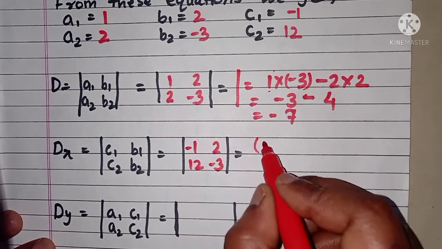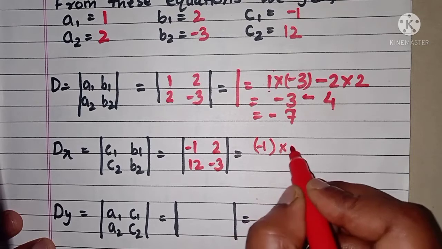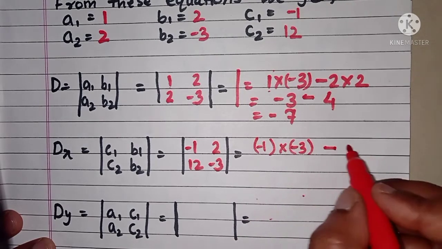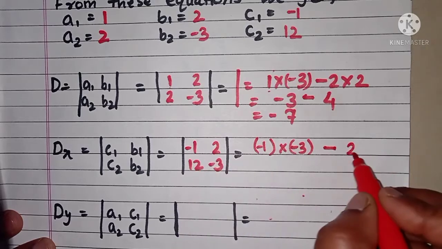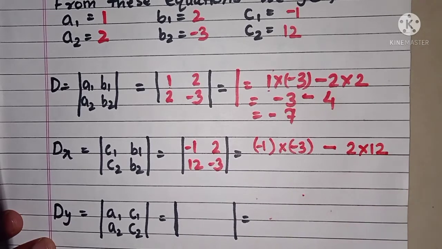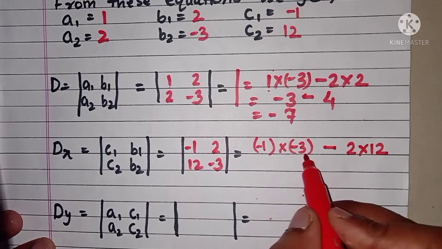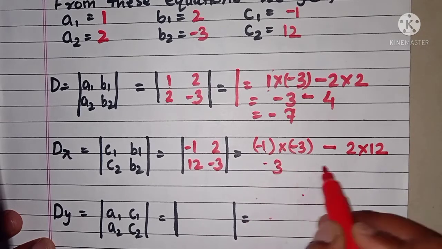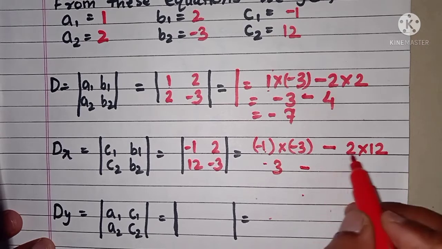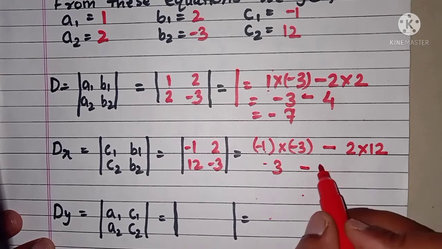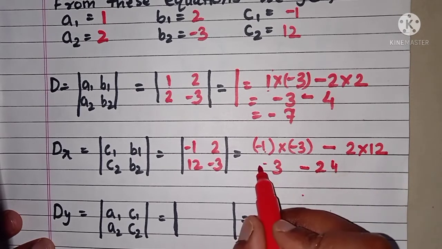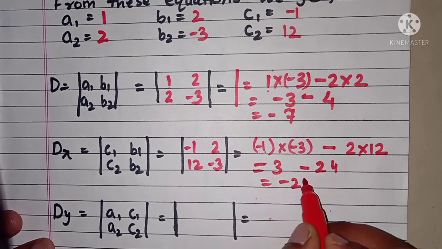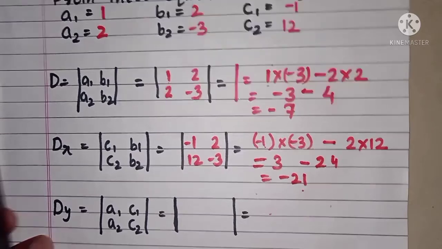So see, minus 1 into minus 3, and then minus 2 into 12. Minus 1 into 3 is 3, minus minus will become plus, and the minus sign will come forward. 2 12s are 24. What answer did you get? See, small number minus big number, you will get minus 21.